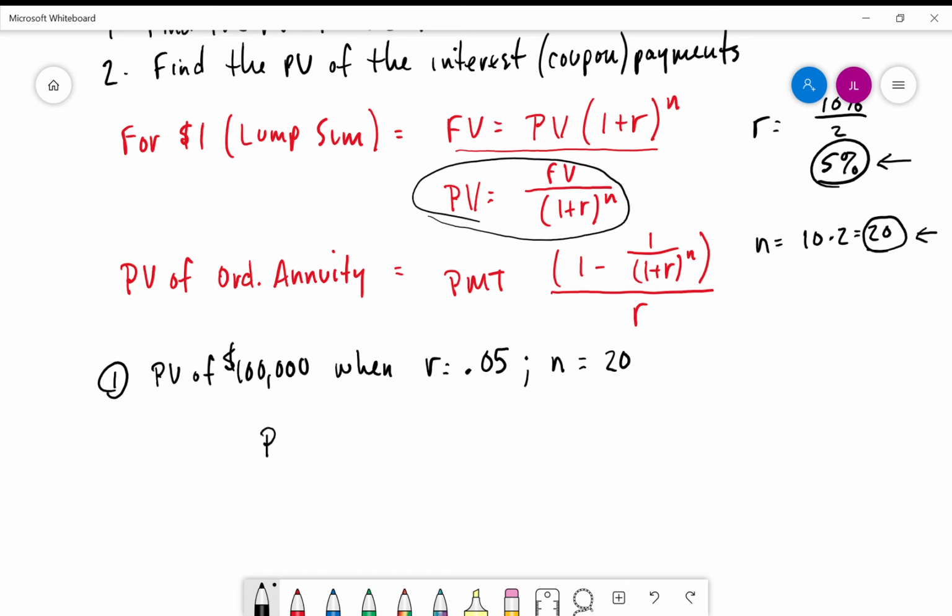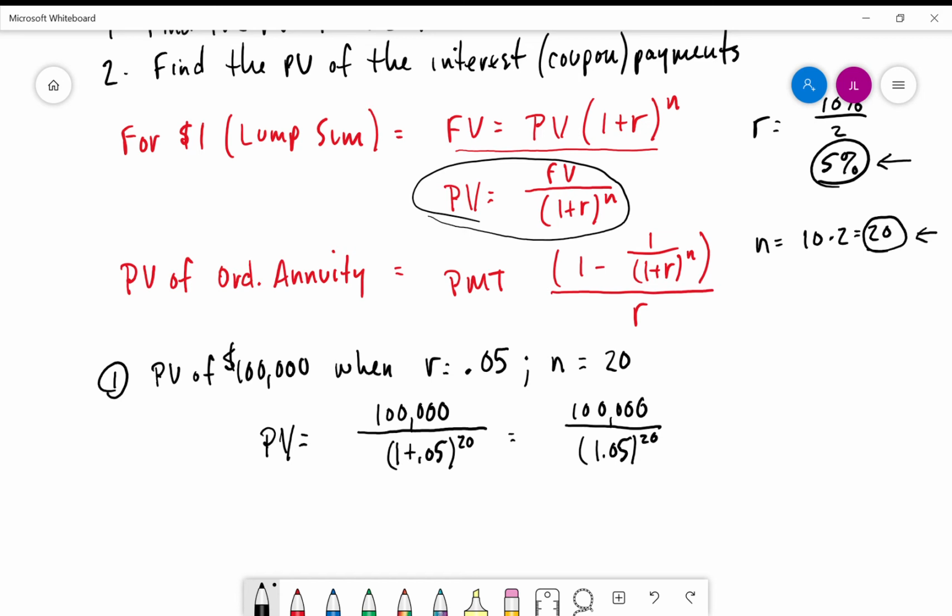So essentially, the present value is equal to, well, what's our future value? Our future value is the face amount of the bond. So we have 100,000 divided by 1 plus 0.05 to the 20th power, which is 100,000 divided by 1.05 to the 20th power.